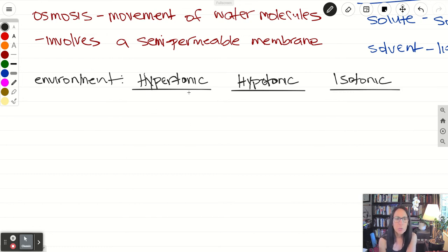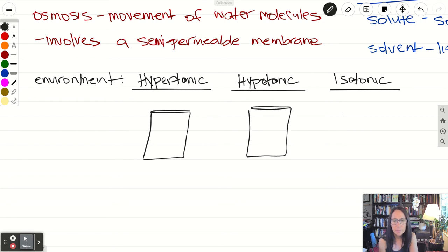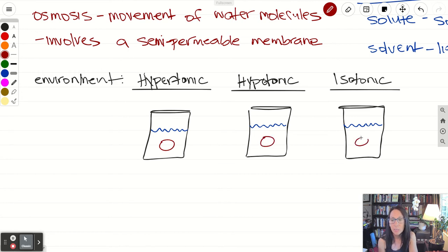Okay, let me explain. So in a hypertonic situation, I'm going to draw a beaker, and in all 3 of these, I'm going to draw a beaker, and in each beaker, we have a solution. And remember, a solution has a solute and a solvent. Okay, it's not just pure water. And then inside each beaker, we have a cell. Let's just say a red blood cell. Okay, but it could be any cell. It could be a bacteria cell, a liver cell, brain cell, whatever. Any cell that has a membrane.